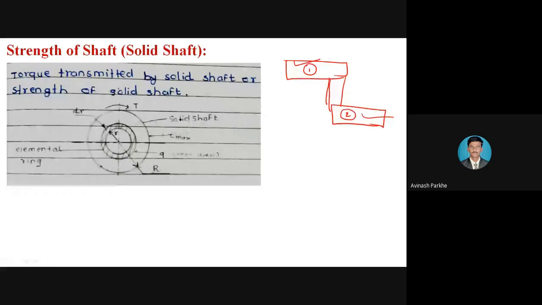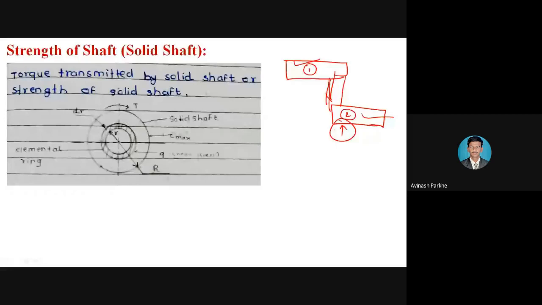But during the power transmission, if twisting of a shaft takes place, for example, shaft number 1 is rotating properly, no problem, but if shaft number 1 is transmitting the power to shaft number 2, and during that transmission there is some twisting in shaft number 2, then we can say that the strength of shaft number 2 is not very high, because during power transmission the failure will take place.